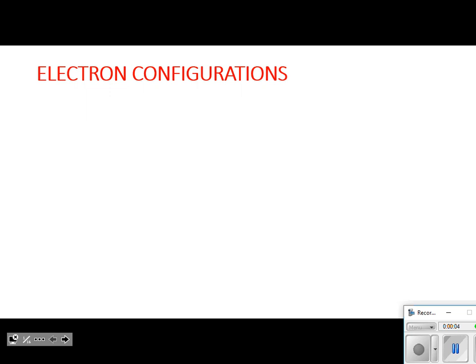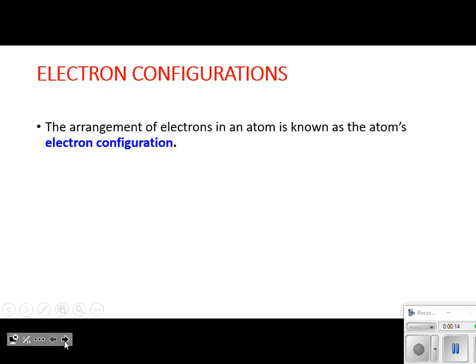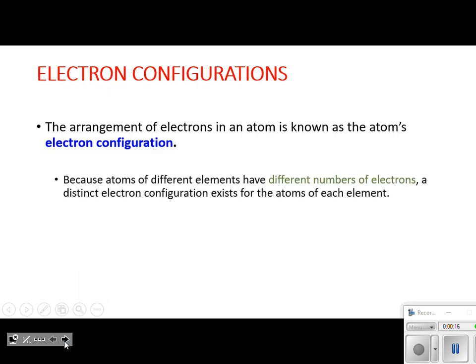All right, electron configurations. Electron configurations. That second part right there that's up on the board.